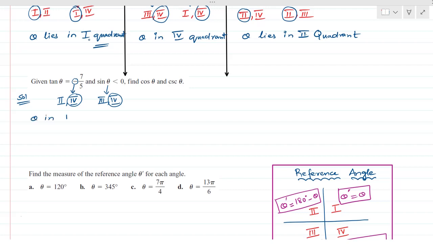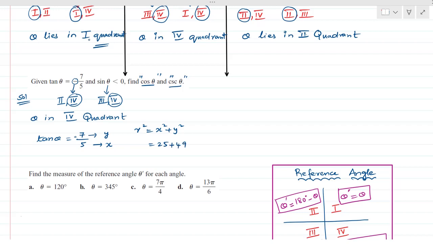Theta is in the fourth quadrant, where only cosine and sec are positive. So what do you have to find? You have to find cosine theta and cosec theta. In order to find it, I need r, x, y. Here tan theta is 7 over 5 with the negative sign. So this is y, this is x. What is the r value? r equals square root of x square plus y square. So x square is 25 plus 49.